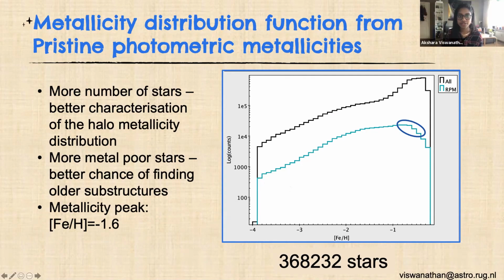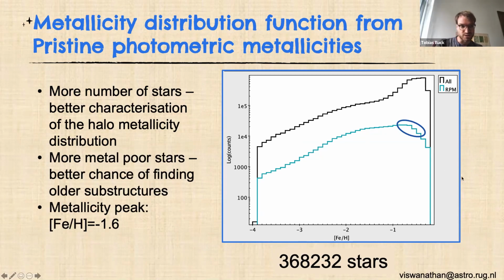This is just the coverage based on the current pristine candidates that we have, and I think it's just more prominent because it's a log plot. It's a normal thing to have fewer stars below the extremely metal poor category. I guess it decreases by 100 fold normally. Okay, thank you.